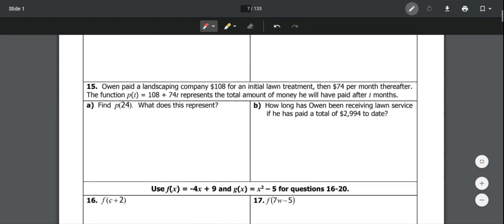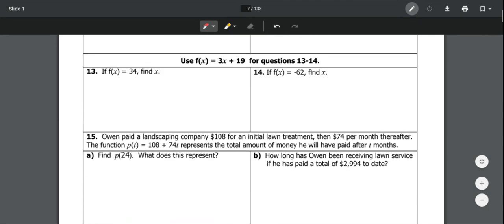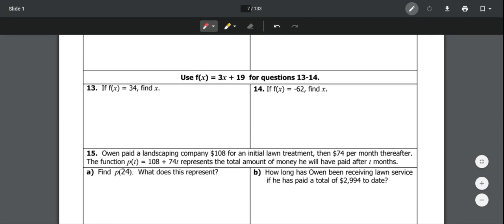Now you also will get instances where you know what f of x equals. In this one it says if f of x equals 34, what's x? All you have to do is replace f of x with 34 and solve the equation. So don't get confused or overwhelmed by that. It simply means plug in 34, or whatever that number is, equal to that equation and solve for it. That's why we did solving equations.